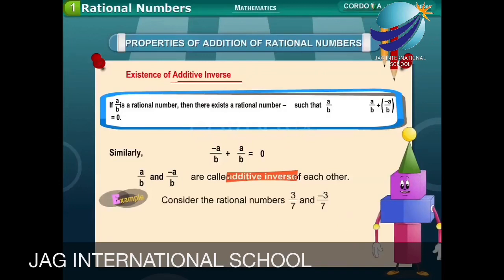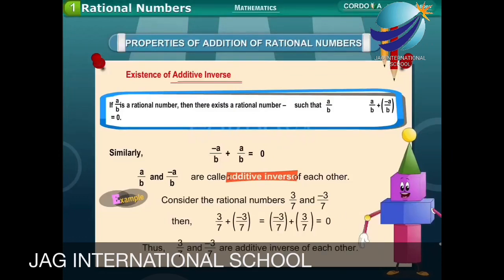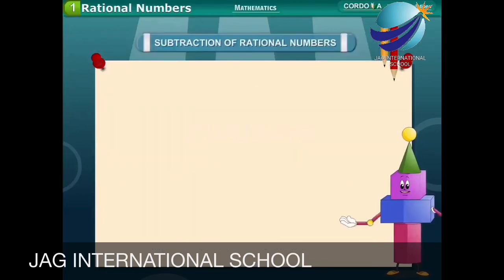Example: consider the rational numbers 3/7 and -3/7. Then 3/7 + (-3/7) = -3/7 + 3/7 = 0. Thus, 3/7 and -3/7 are additive inverses of each other.